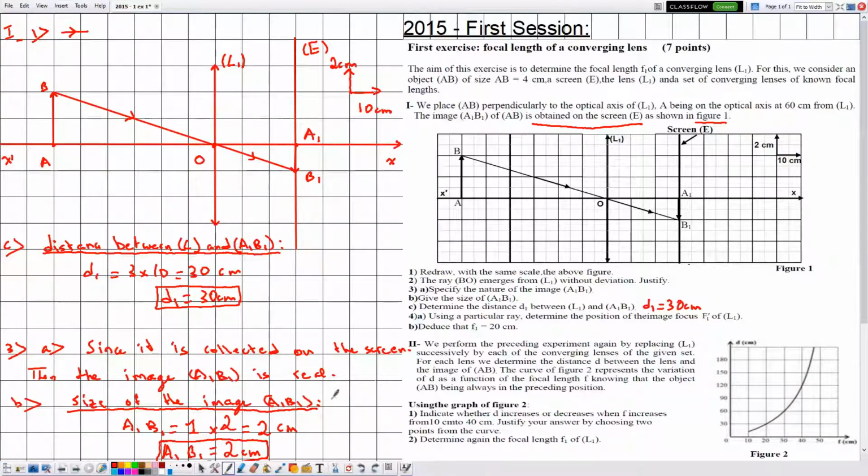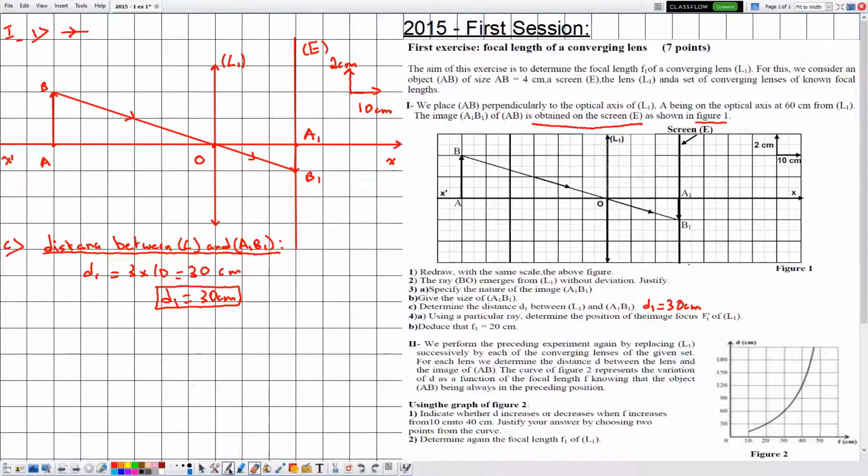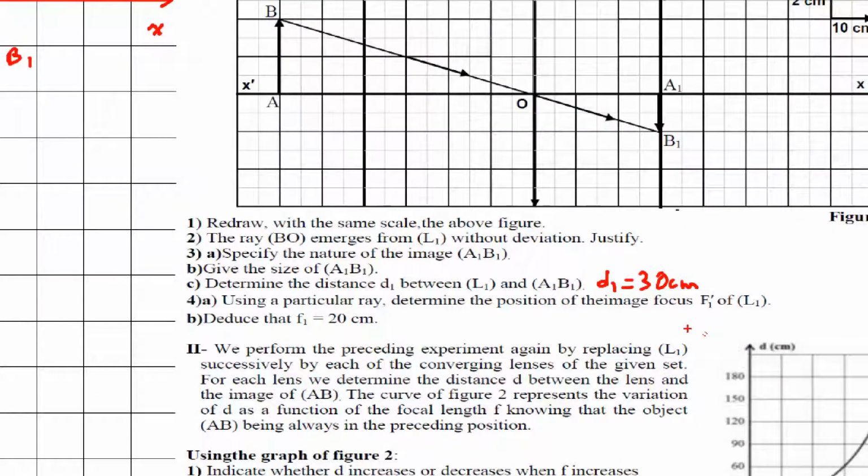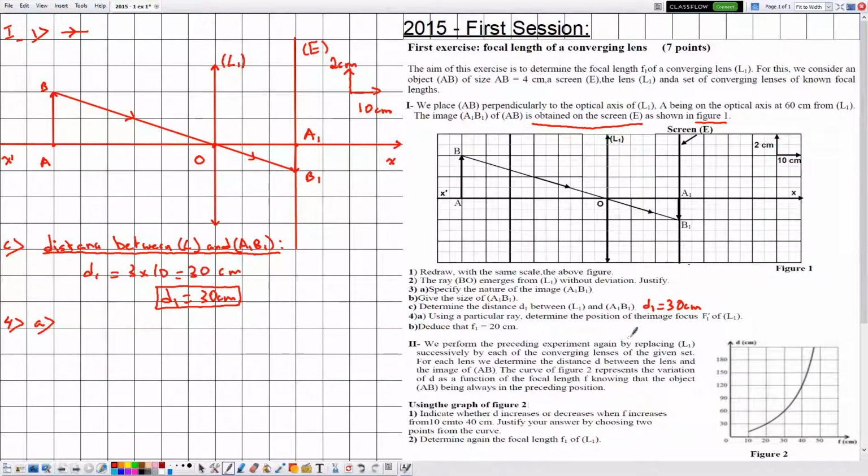And now we have reached part A. In this part they are telling me, using a particle array, determine the position of the image focus f'1 of L1. The word determine here means that we need to trace and justify at the same time. Then we need to trace this ray and justify its path, and we need to trace the image focus and justify that as well. We know that an incident parallel ray is always related to the image focus.